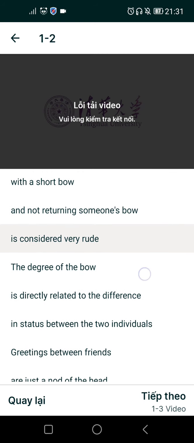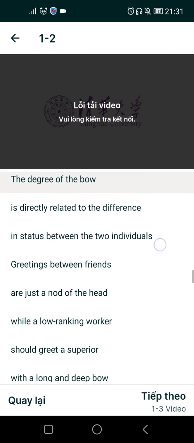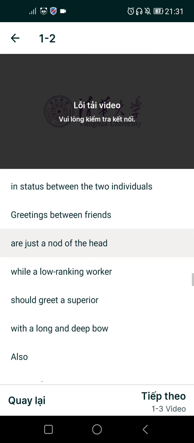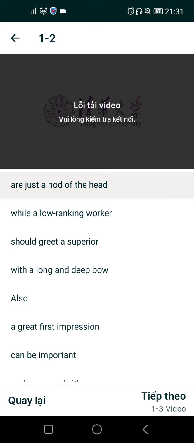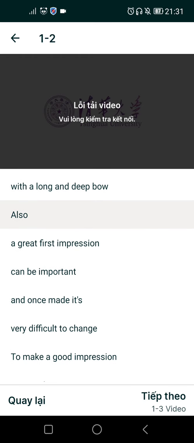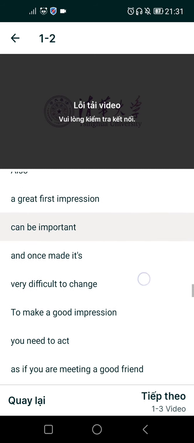The degree of the bow is directly related to the difference in status between the two individuals. Greetings between friends are just a nod of the head, while a low-ranking worker should greet a superior with a long and deep bow. Also, a great first impression can be important, and once made it is very difficult to change.